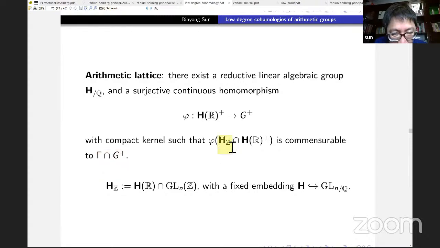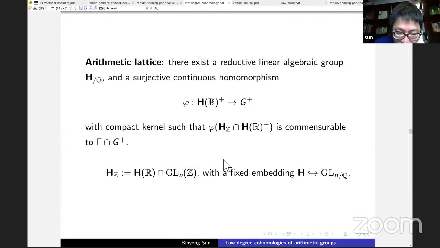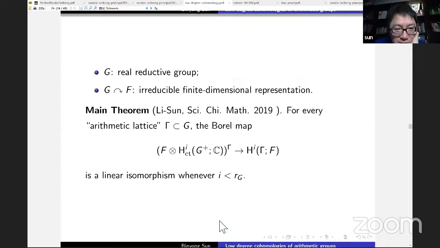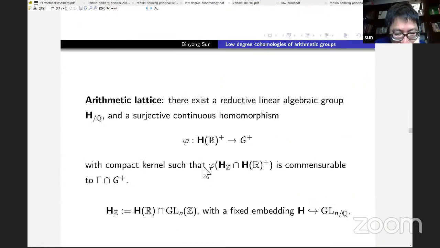HZ is just defined with a fixed embedding of H into some GLN over Q. I think this is a real definition of arithmetic lattice. So this isomorphism is true for all arithmetic lattices.